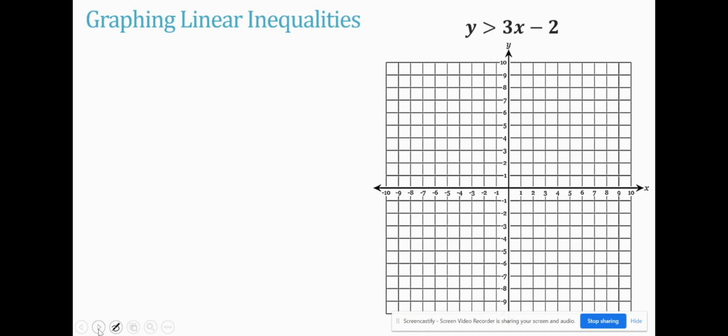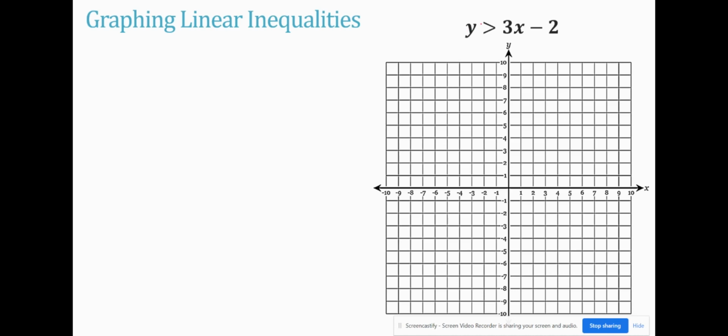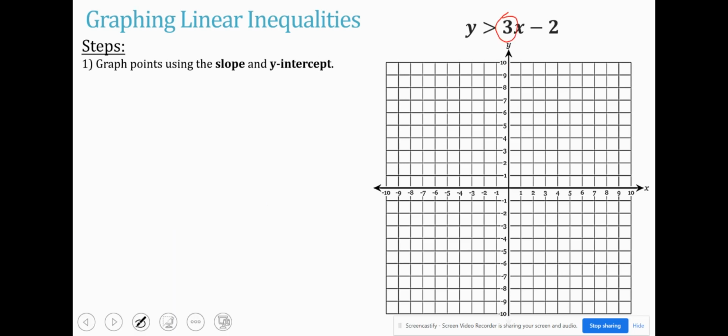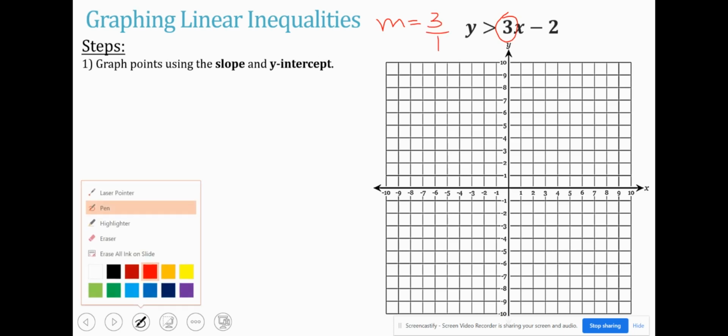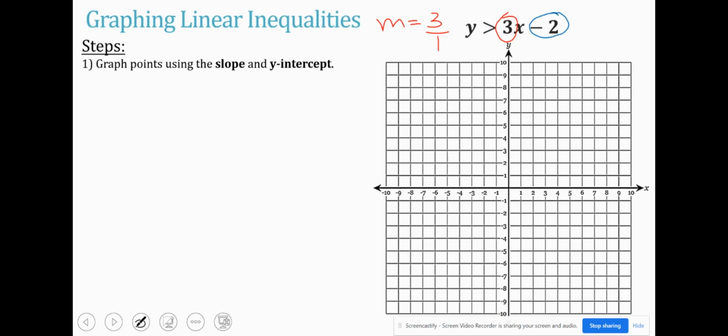Okay, so now let's get to graphing these. So here we have our coordinate plane, and we have this inequality, y is greater than 3x minus 2. So the first thing that we're going to do here is we're going to graph points using the slope and the y-intercept, what we're used to, but I'm not going to connect the points yet. So first I'm going to identify my slope, and here we see it's 3. So m is 3. I'm going to put it over 1 because we want to write the slope as a fraction, and our y-intercept is negative 2, and that's where we start.